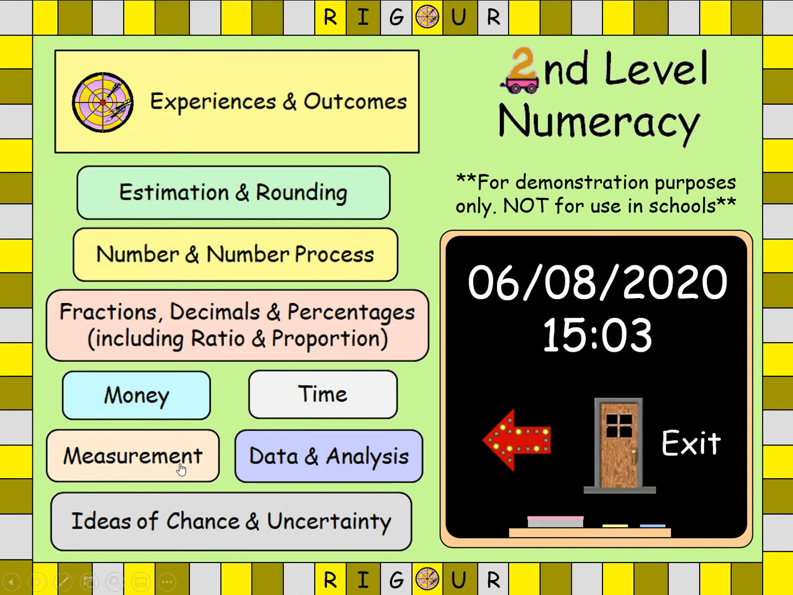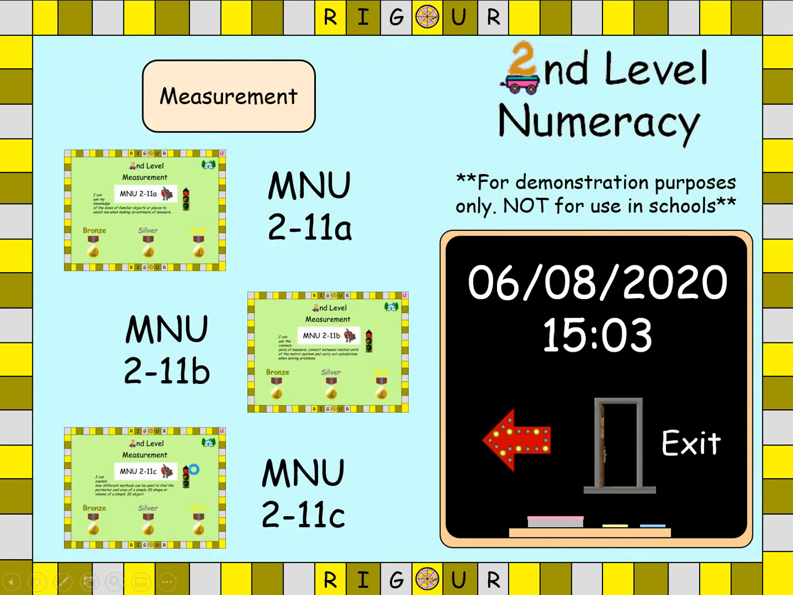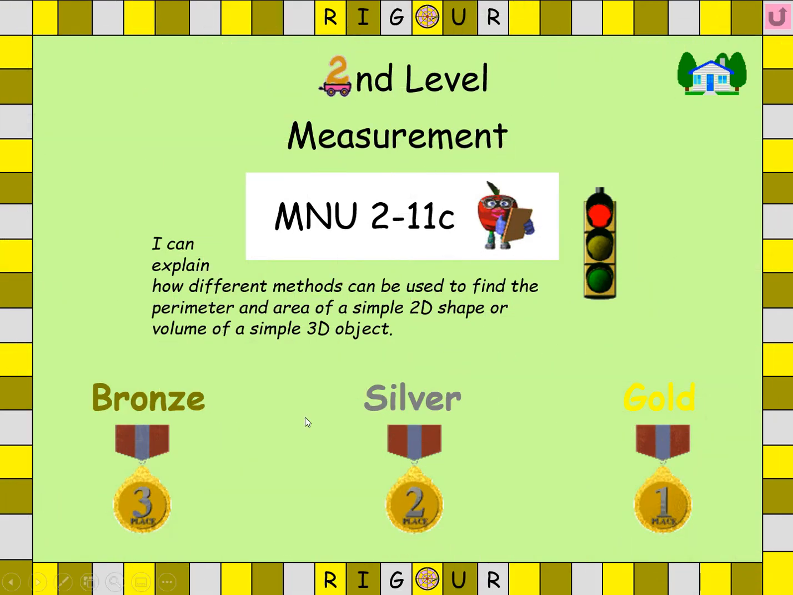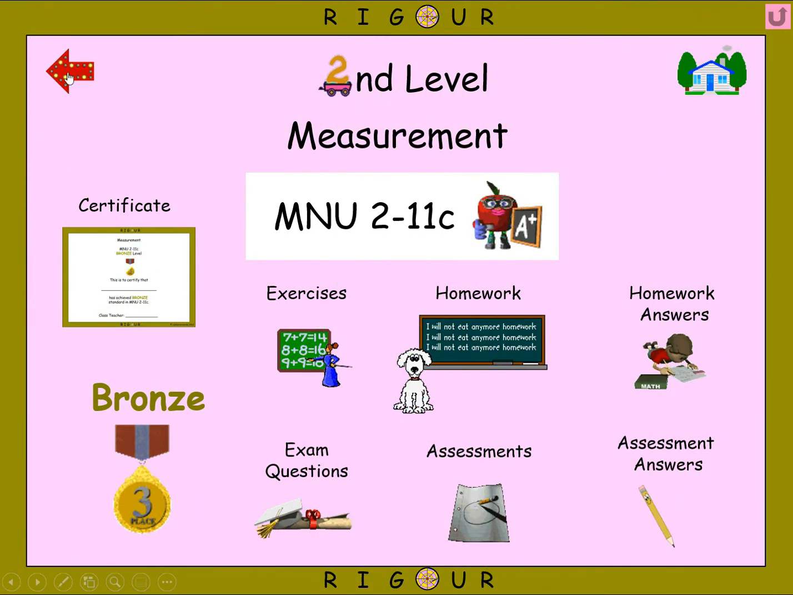So let's pick one. These are all the organisers for second level numeracy for Curriculum for Excellence. So let's go into measurement and let's have a wee look at MNU 211C, where we're explaining how different methods can be used to find the perimeter and area of a simple 2D shape or the volume of a simple 3D object.